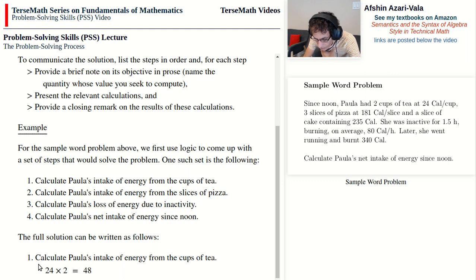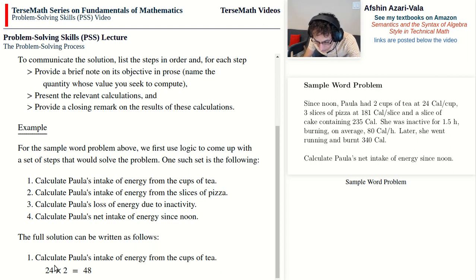Sometimes I see people write, in place of "calculate Paula's intake of energy from the cups of tea," something like "multiply 24 by 2." That's not what we are seeking. In fact, I can see that that's what you're doing. 24 times 2, you don't have to write it down here. The idea is, what is 48? Why are you multiplying 24 by 2? You're trying to find something. What is it? And that's always, in math, you always find the values of quantities. Even in each step in a solution, you're trying to find the value of a certain quantity.